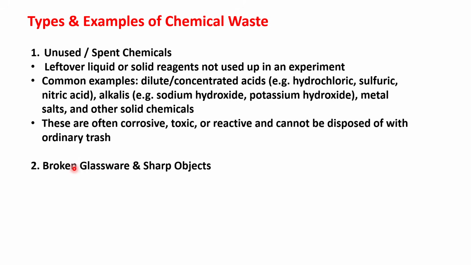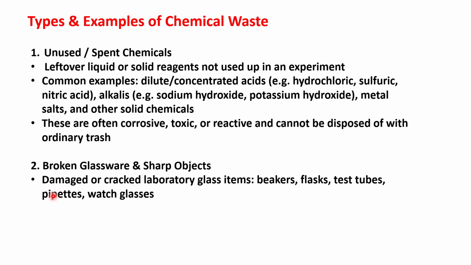Another type of waste is broken materials, broken glassware, and sharp objects. Sometimes, either accidentally or otherwise, you may end up breaking materials, glassware such as beakers, test tubes, pipettes, burettes, conical flasks, plastics, and others. They tend to become sharp objects, which, if not handled properly, can lead to dangerous injuries, very catastrophic injuries.